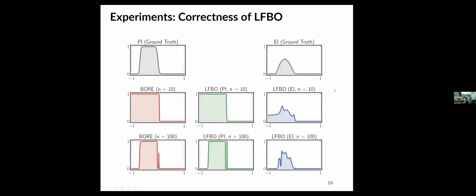So you can see that here on the top, you have the acquisition function associated with the ground truth probability of improvement. And this is the expected improvement, that is the ground truth.